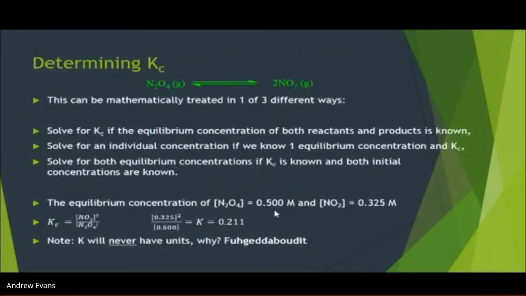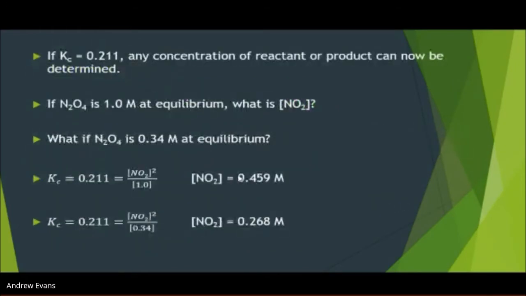That should fit nicely with what we had on the last one. If I have half a molar, it's 0.325. If I have 1 molar, it goes a little bit higher than 0.325. If I have less than a half a molar, it goes lower than 0.325. Less reactants means less products. More reactants means more products. So if I want more NO2, I'm going to need more reactants to start with.